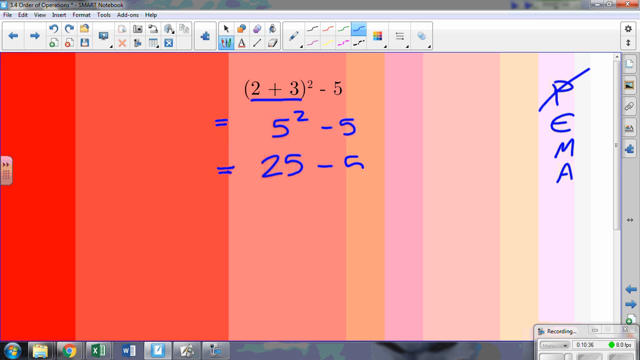And so then, do we have more exponents? Nope. Do we have multiplication or division? Nope. Do we have adding or subtracting? 25 minus 5 equals 20, and we are then done.